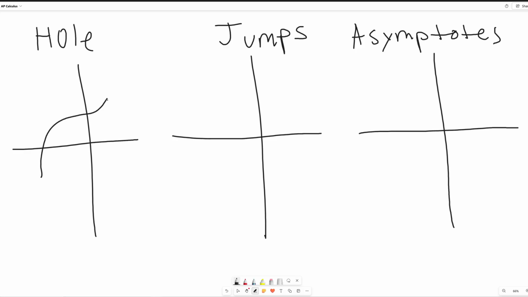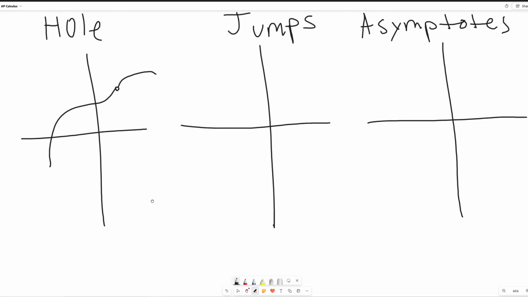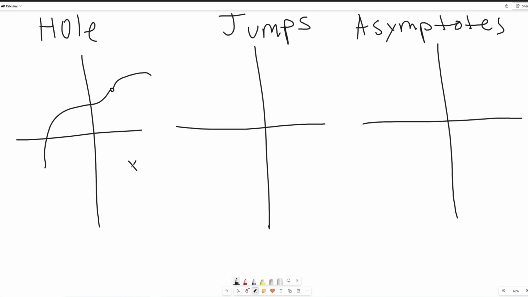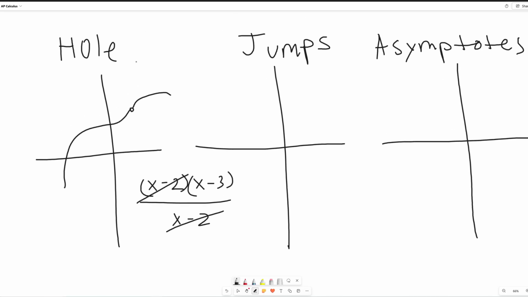A hole we've looked at before. This would be in something like x minus 2, x minus 3 over x minus 2. When you plug 2 in, it doesn't exist. But you can remove the 2. That's why a hole is also called a removable discontinuity. When you remove the 2, you can then still take the limit of it.